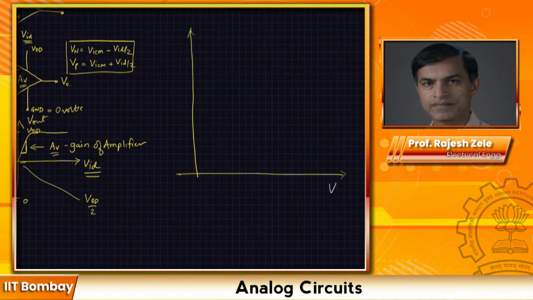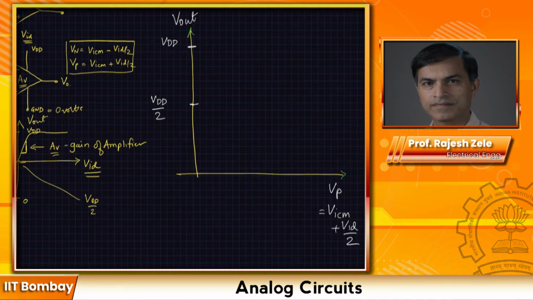I'm going to plot Vp, which is equal to VICM plus VID divided by 2. And this is our output, V out, and output also will have some common mode voltage, which is what we are calling analog ground. In this particular case, if our VDD is right here, then we are saying that at output I have VDD divided by 2. That's where my output is.